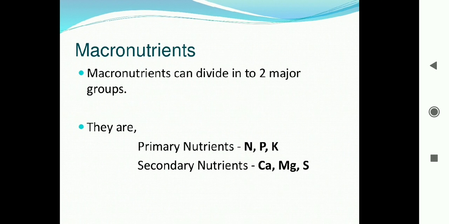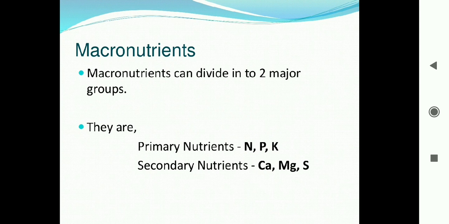What are these macronutrients or macro elements? The macronutrients are divided into two major groups on the basis of their requirement in the growth of the plant: the primary nutrients and the secondary nutrients. Primary nutrients are those required from the germination or the start of the growth of the plant, which include nitrogen, phosphorus and potassium. Secondary nutrients are those required after some growth, and these include calcium, magnesium and sulfur.